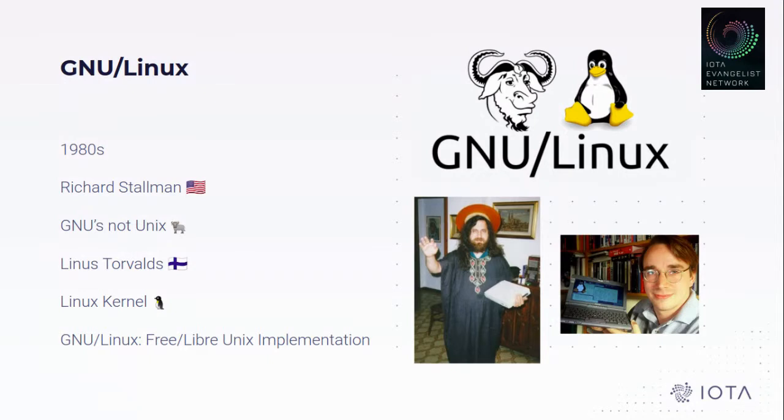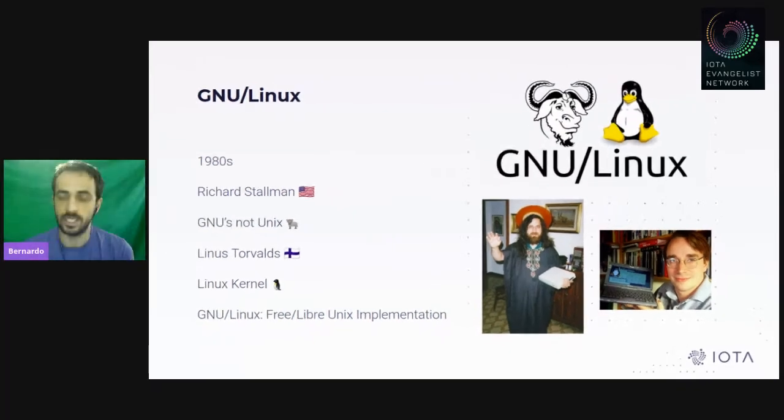GNU is a recursive acronym that stands for GNU is not Unix. This animal, it kind of looks like a bull, a bison, is the mascot. And even though it's called GNU is not Unix, it was meant to be a free Unix implementation or a free Unix clone. He did most of the high-level parts, but he still missed the kernel. The kernel is basically the software that is responsible for making all the abstractions on top of the hardware. And that piece was missing for Richard Stallman.